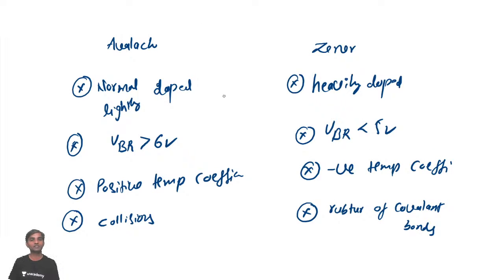And this is the difference. I think yesterday Balaji asked me to do some differences. These four are the major differences between Zener and avalanche breakdown mechanisms.